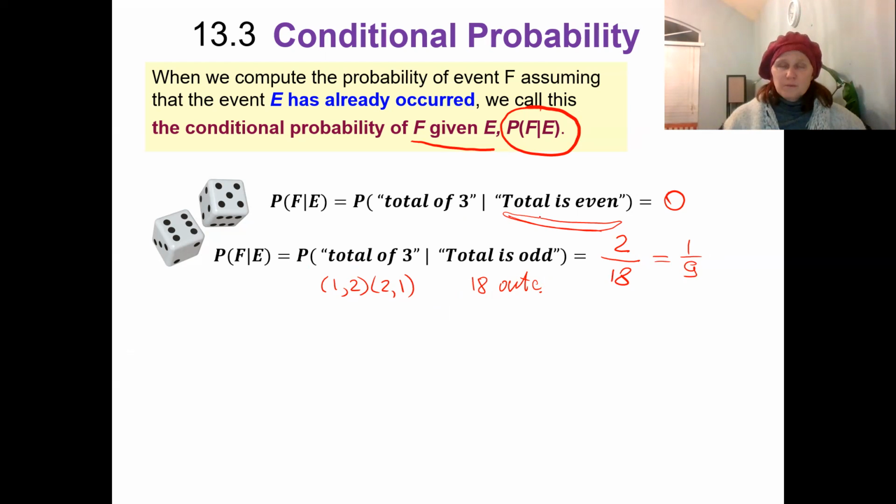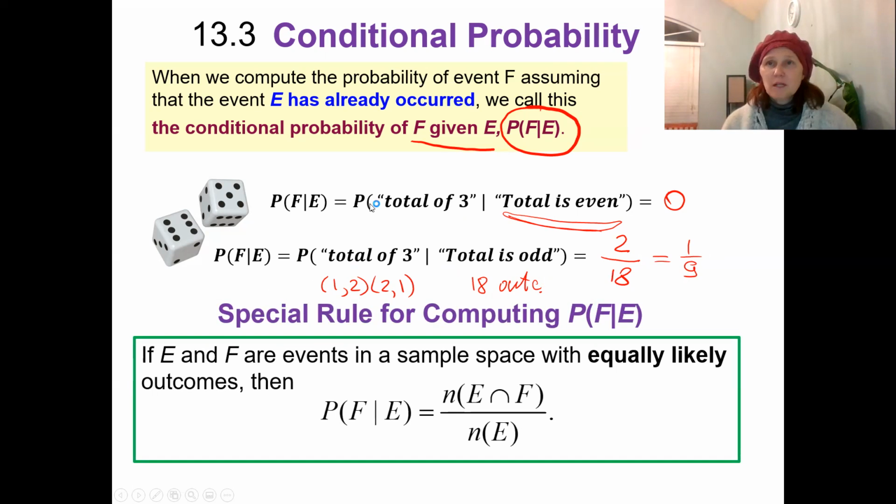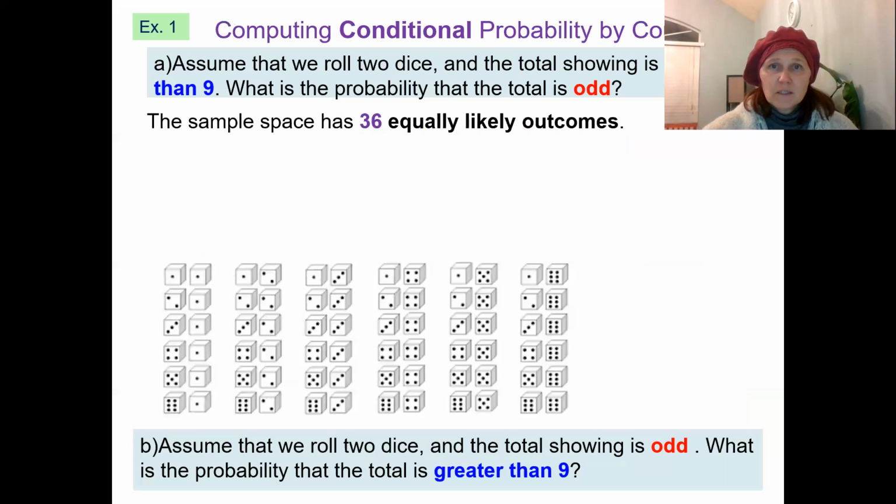These are examples of conditional probability, and we have used the so-called special rule for computing conditional probability of events in a sample space with equally likely outcomes. The number of outcomes in the intersection divided by the number of outcomes in the event E, the total in our new sample space, so total of odd outcomes, which is 18. So let us consider another example.